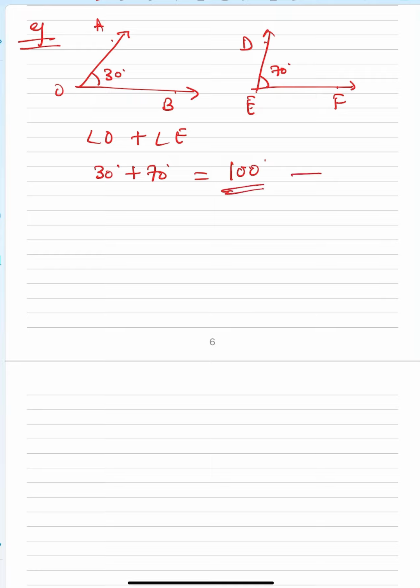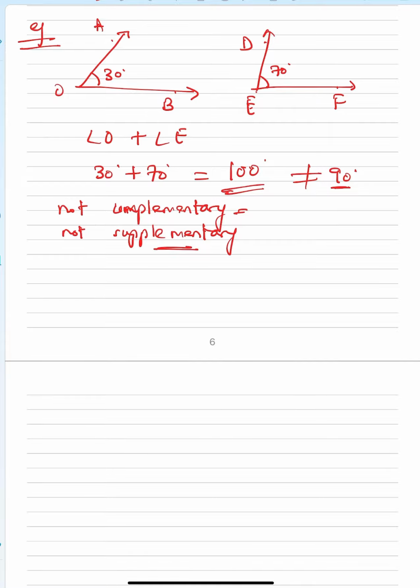And this is not equal to 90 degrees, nor is this equal to 180 degrees. So these two angles are not complementary and not supplementary also. They may ask you a question to check whether they are complementary, or they may ask you to check whether they are supplementary. Okay, for complementary it should add up to 90 degrees, and for supplementary it should be 180 degrees, but none of the conditions is satisfied. So these angles are neither complementary nor supplementary.